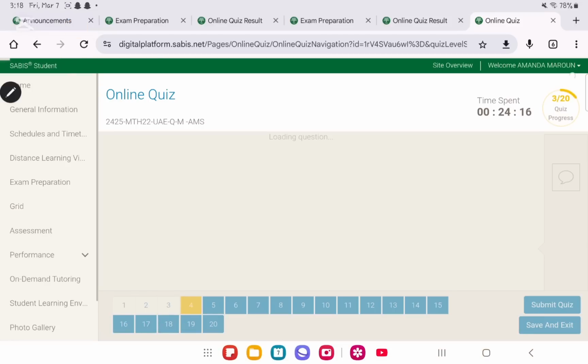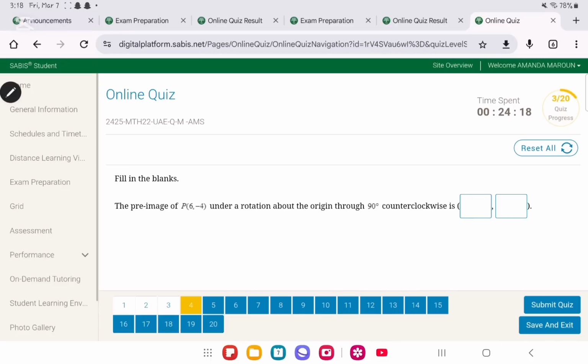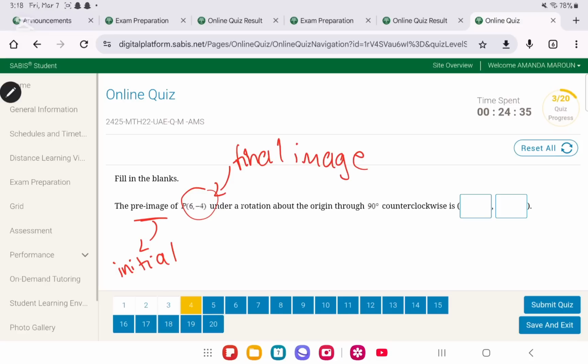We move on to question number 4. Question number 4 is not difficult. It's very easy. Here, they told us the pre-image, meaning they need the initial image of P(6, -4). So P(6, -4) is the final image under a rotation about the origin through 90 degrees counterclockwise.